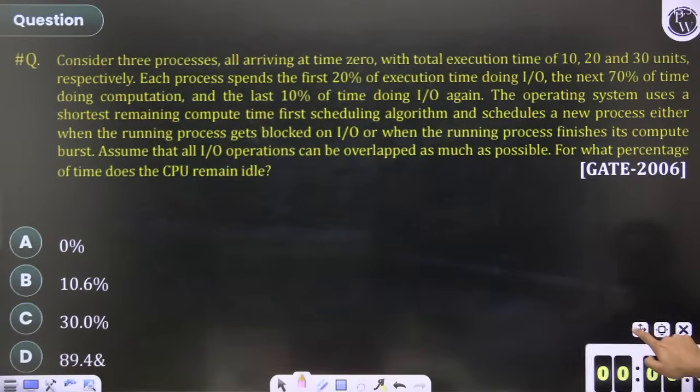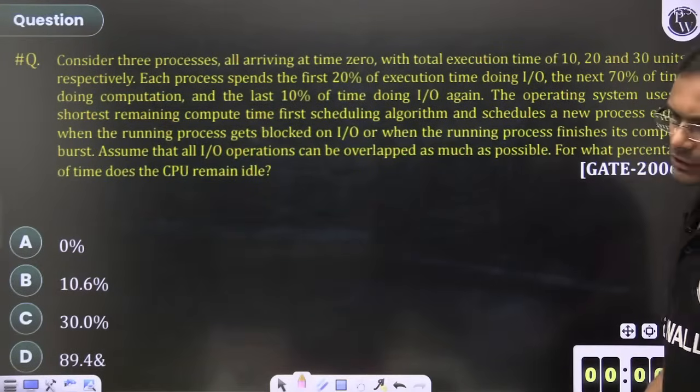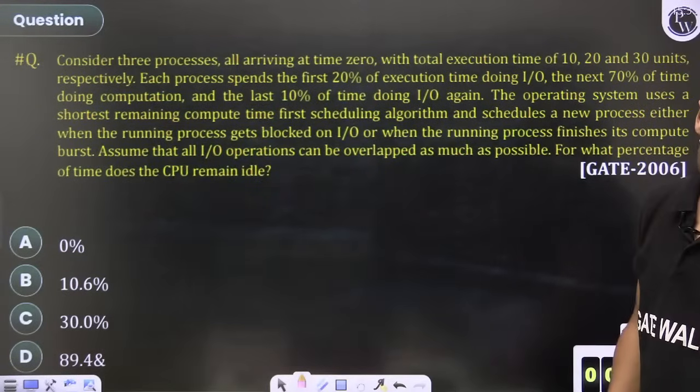People are doing it. Okay, let me also start this.